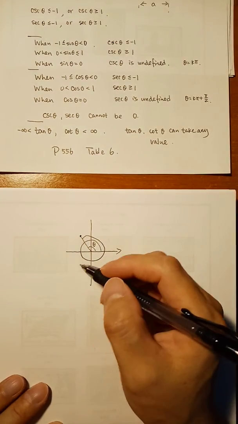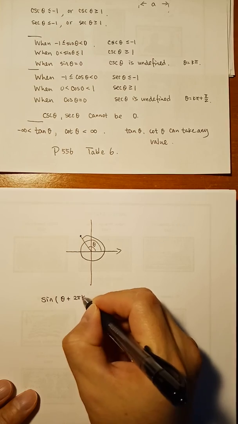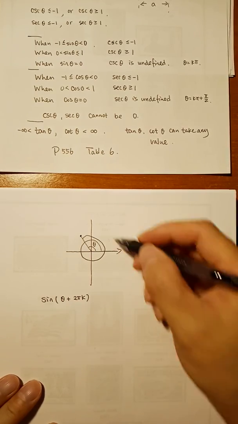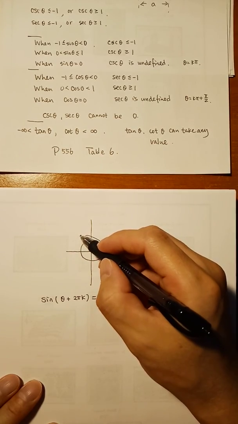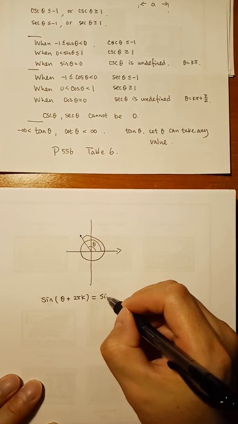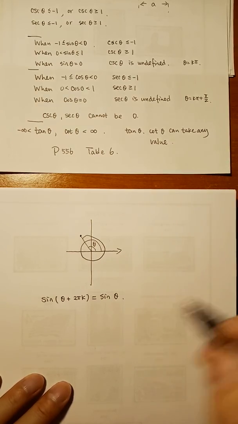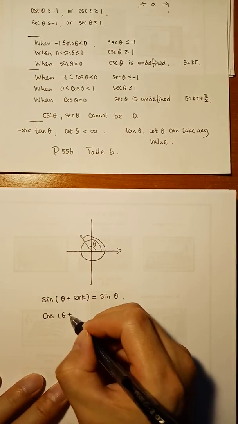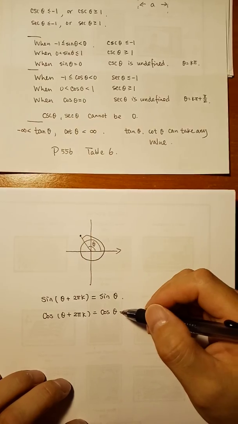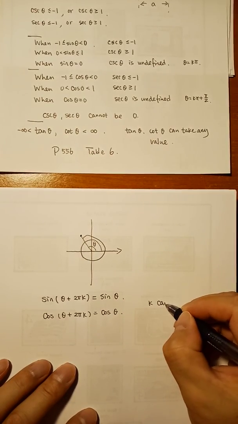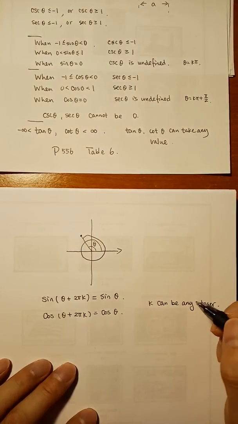From this observation, we can see that sine of theta plus 2 pi times an arbitrary constant k gives you additional revolutions. One complete revolution does not change the terminal side, so it is equal to sine theta. Once you have the same terminal side, you have the same trigonometric functions. Similarly, cosine of theta plus 2 pi k is cosine of theta. Here k can be any integer.